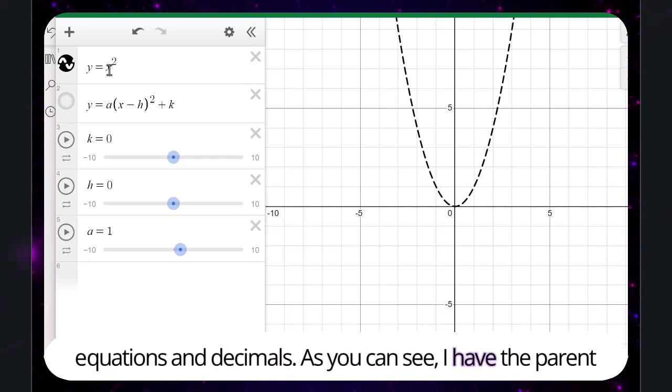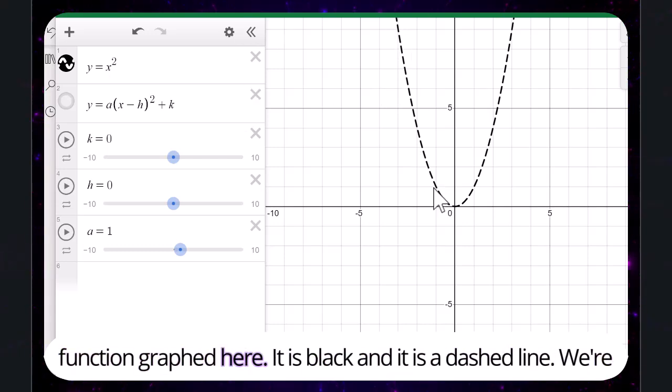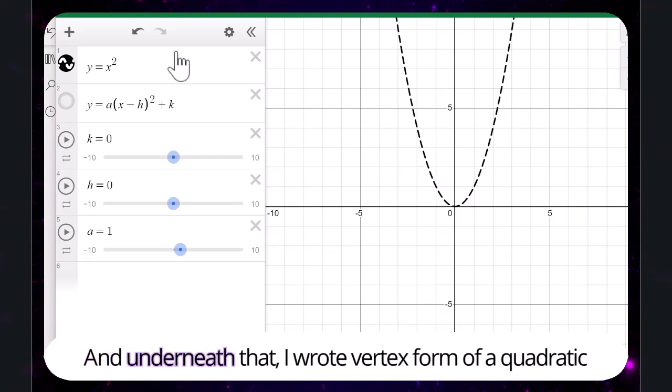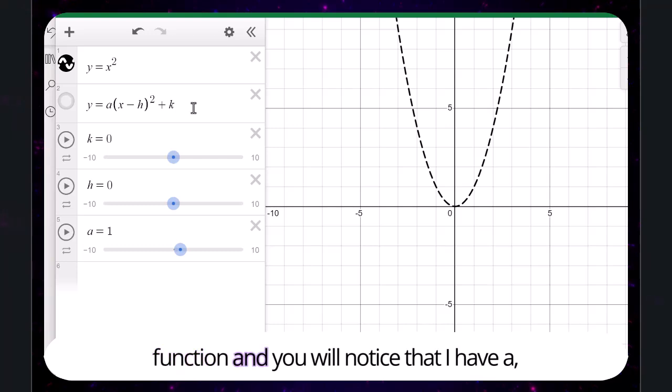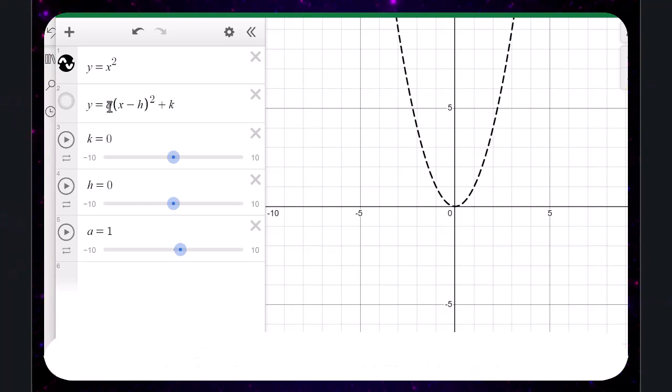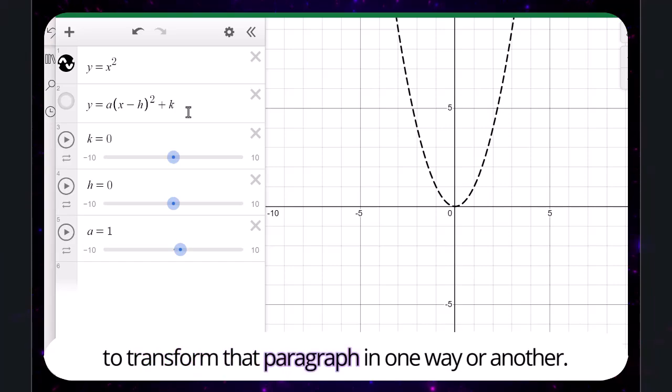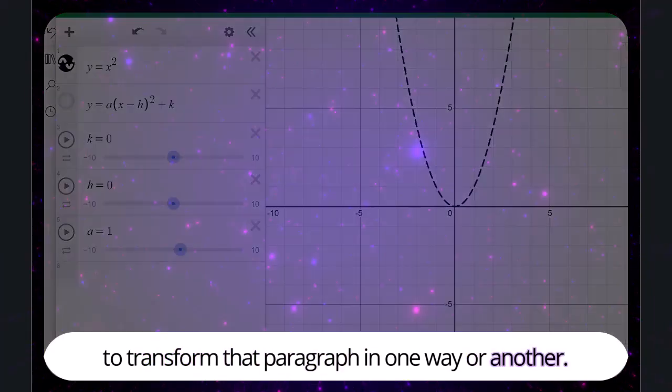As you can see, I have the parent function graphed here. It is black and it is a dashed line. We're going to be doing the same thing in our notes pretty soon. And underneath that, I wrote vertex form of a quadratic function. You will notice that I have A, I have H, and I have K all right here. And those things are going to transform that parent graph in one way or another.